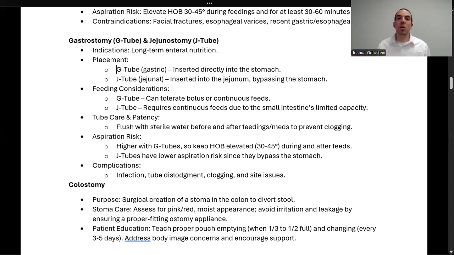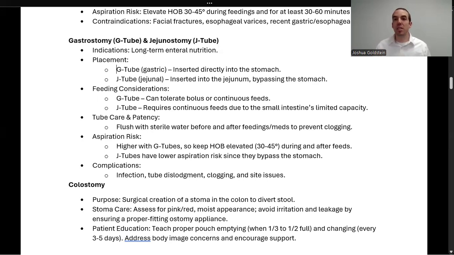When you're using this, again, also flush with sterile water before and after feedings. With a G tube especially, make sure the head of bed is elevated during feedings and after feedings. J tubes don't have as much of a risk of it actually coming back up or them aspirating. Again, aspirating is where the contents that were meant for the GI system end up in the lungs.